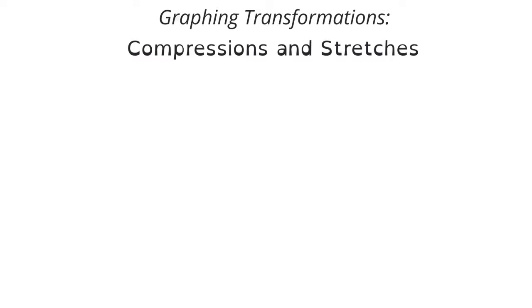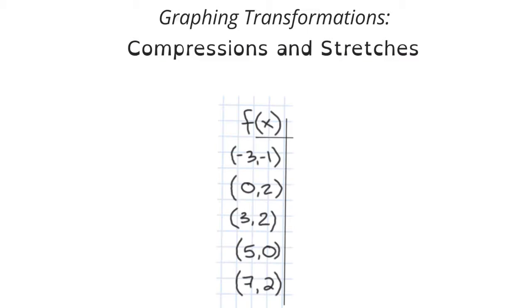Let's do an example where we go over how a compression or stretch will affect the graph of a function. So let's look at this function given to us in table format. The function has the points (-3, -1), (0, 2), (3, 2), (5, 0), and (7, 2) on its graph. In other words, when you plug -3 into the function, -1 comes out. When you plug in 0 into the function, 2 comes out, etc.